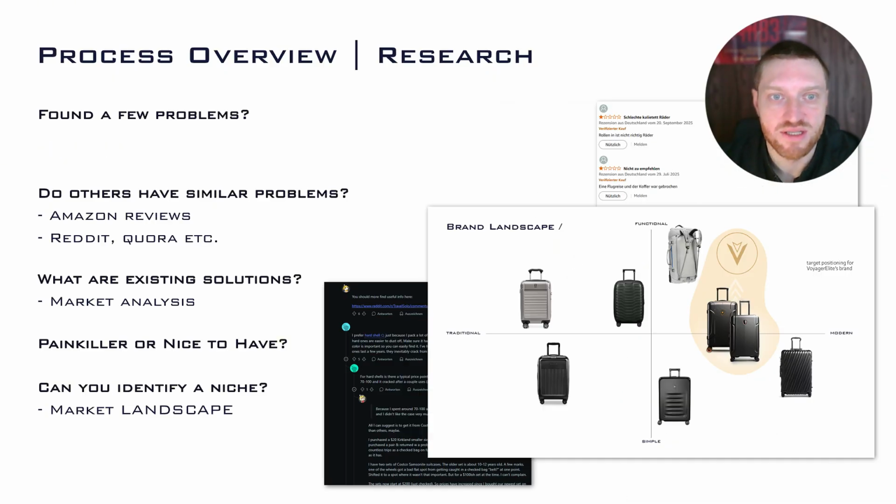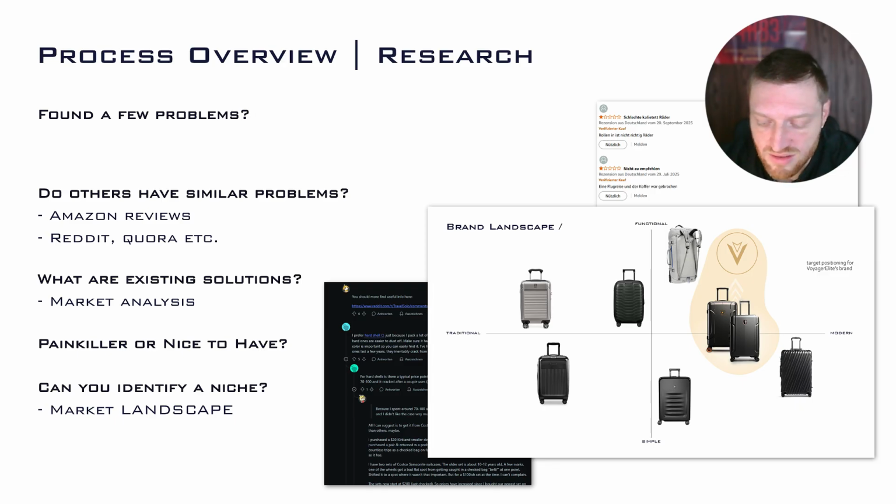The next stage is the research stage, right? So we found a few problems. Now we want to validate these problems. Do other people have similar problems or not? So we go on Amazon reviews and see all the 3-star ratings or even lower ones in a product category that is tackling a similar problem. We look if there are existing solutions out there.